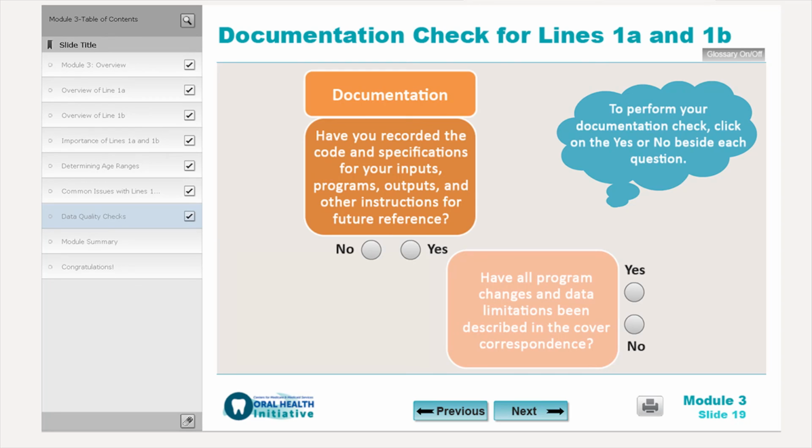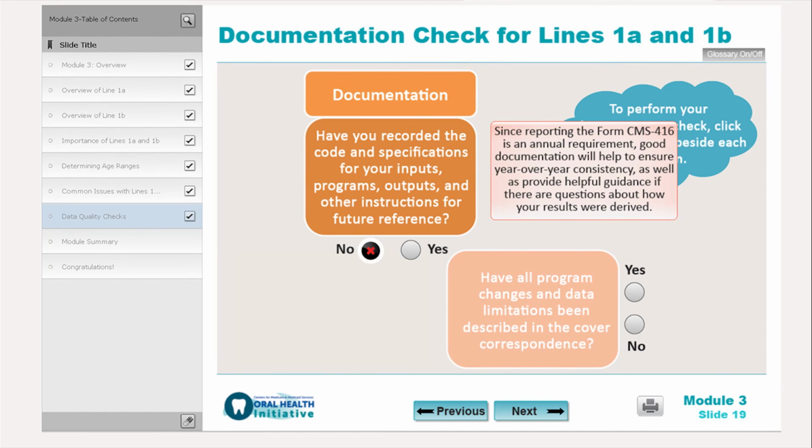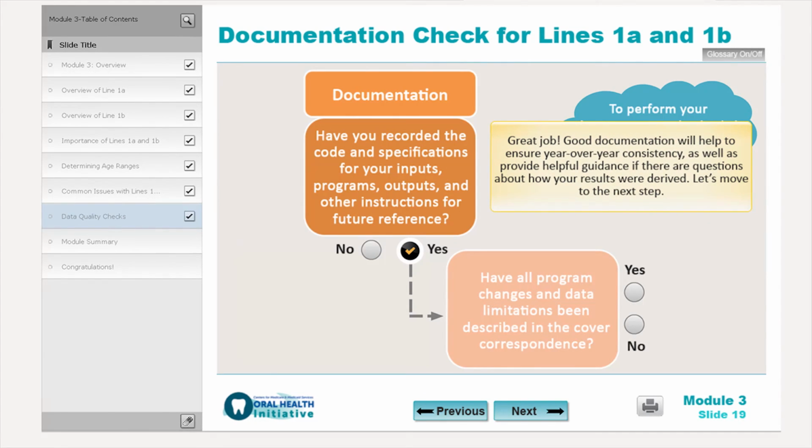The last component of data quality review looks at documentation. Again, we have two questions. When you review the data, ask yourself whether you have kept a written record of the code and specifications for your inputs, programs, outputs, and other instructions for future reference. If you answered no, remember that since reporting the Form CMS-416 is an annual requirement, good documentation will help to ensure year-over-year consistency as well as provide helpful guidance if there are questions about how your results were derived. If you answered yes, great job.